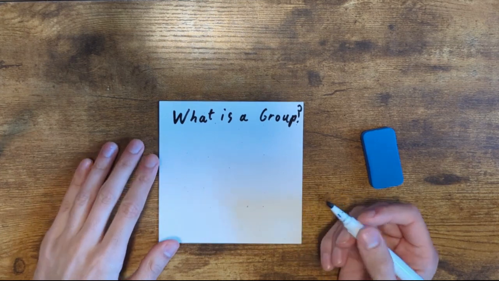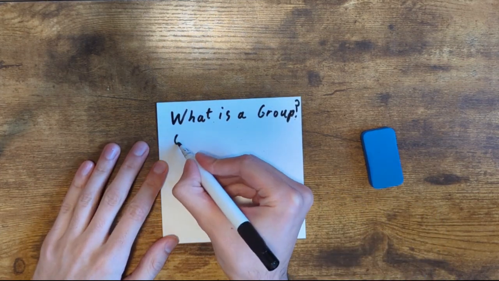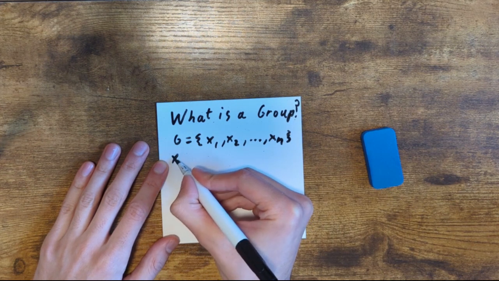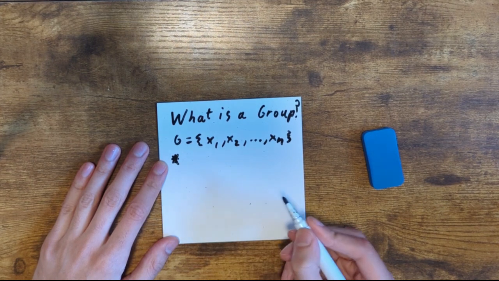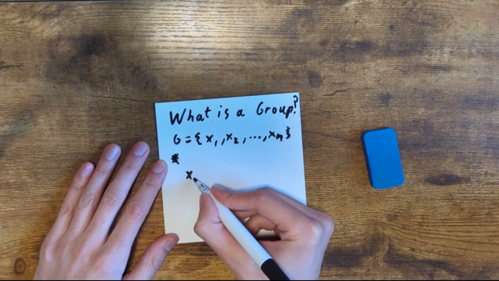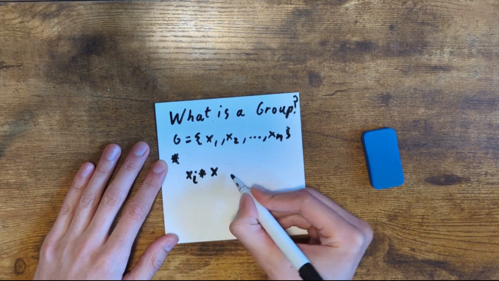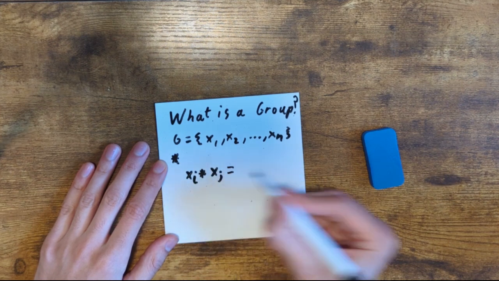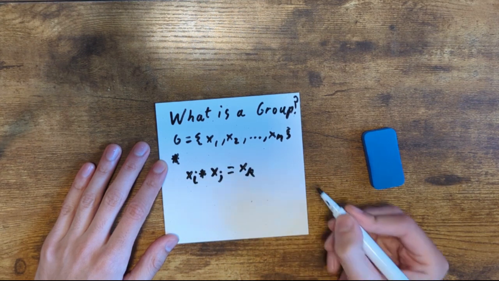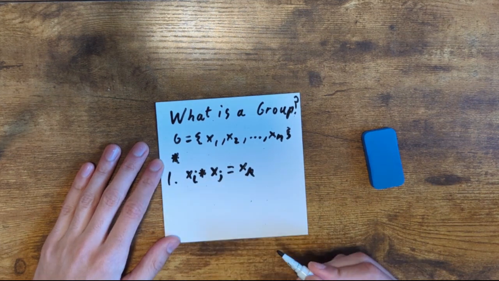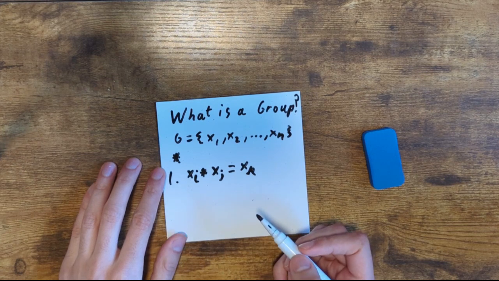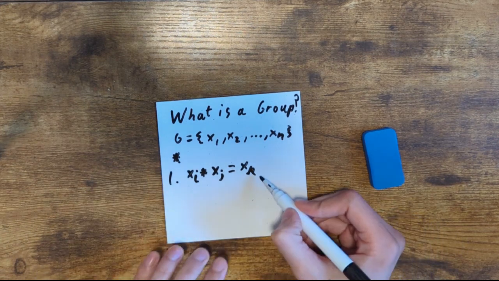What is a group? A group is a set of elements along with an operation that we can think of as multiplication, but we'll denote it with the asterisk symbol. We can use this operation with any two elements in our group, and then we should get something within this group. So that's one property that the group must have: if we multiply any two elements, we need to remain within the group.